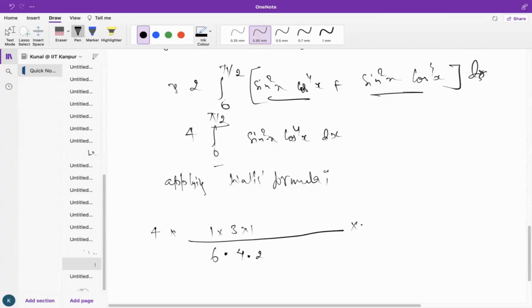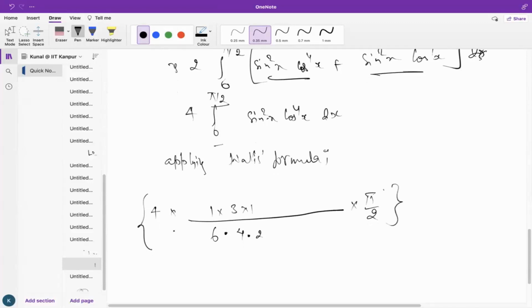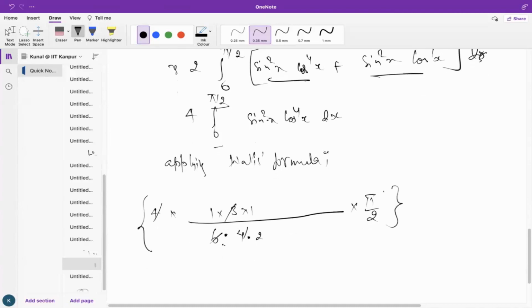And since both powers are even, what do I have to multiply? Pi by 2. If you didn't get that, go to lecture number 2 and watch the Wallis formula section. So you understand what I'm doing here. When we solve this, what do we get? This gets cancelled, this gets cancelled, so we get pi by 8. So this is our final answer. Right, I hope we all understand what I'm trying to do. So this is the way to solve our problem.